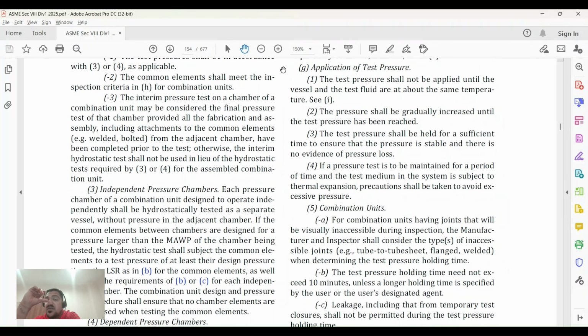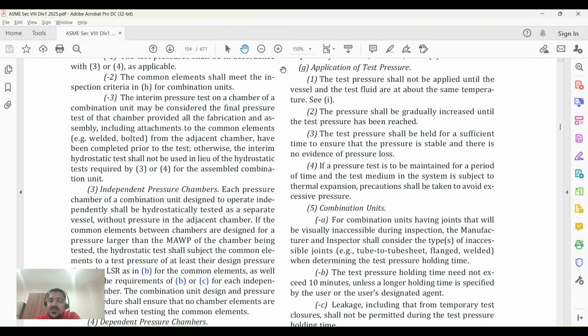The test pressure shall not be applied until the vessel and the test fluid are at the same temperature. This is a very important clause. We must check the temperature of the test fluid and the surface temperature of the vessel. We should not pressurize the system. We can of course fill up the fluid into the vessel, but we shall not start giving the pressure further. The requirement comes from UG 99G.